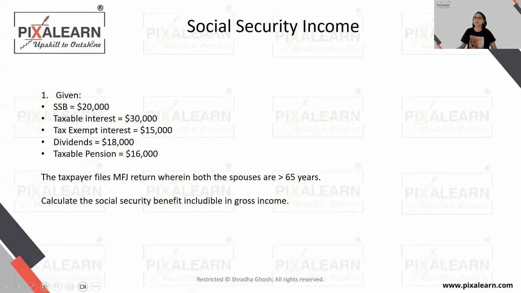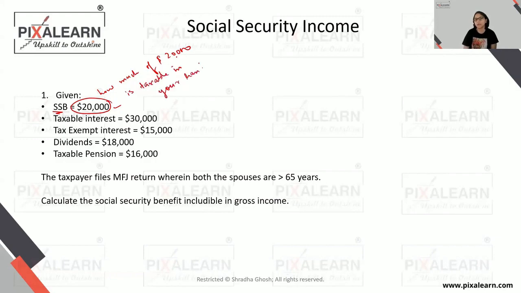Okay, so let's take this question, please. You had your SSB of 20. So this is the benefit that you've actually received. And we're trying to figure out how much of this 20 is taxable. So the ask of the question is, how much of the $20,000 is taxable in your hands?